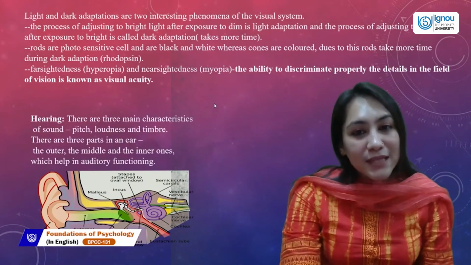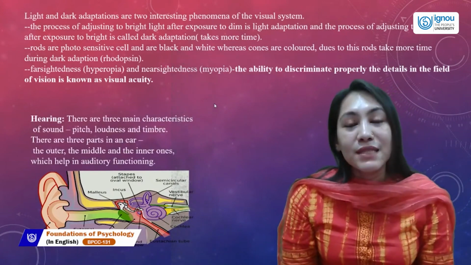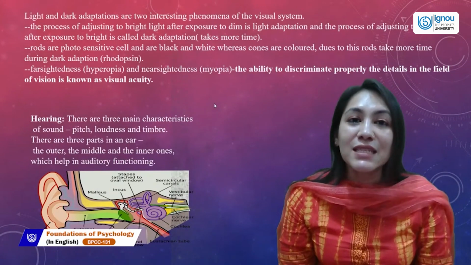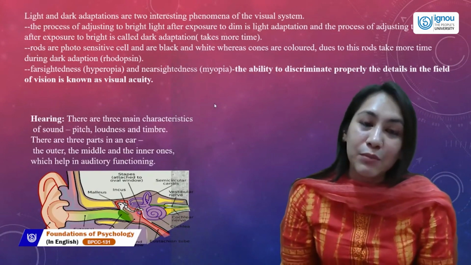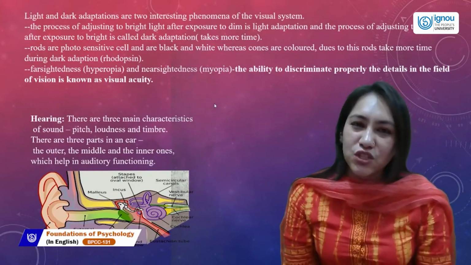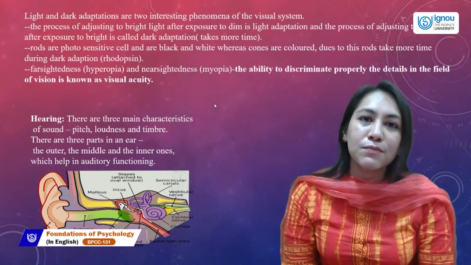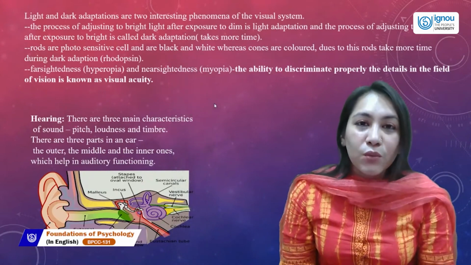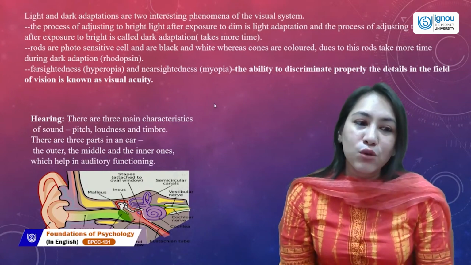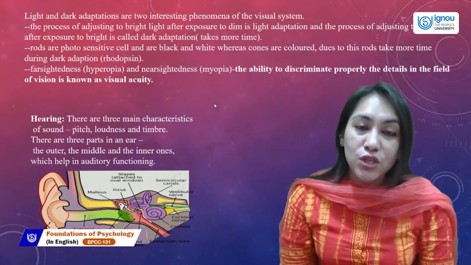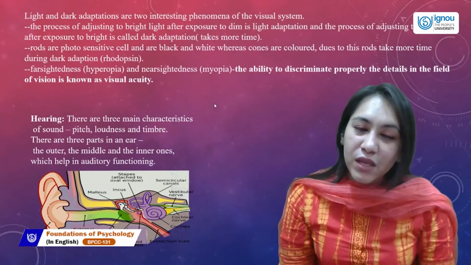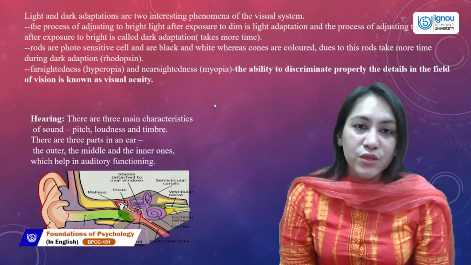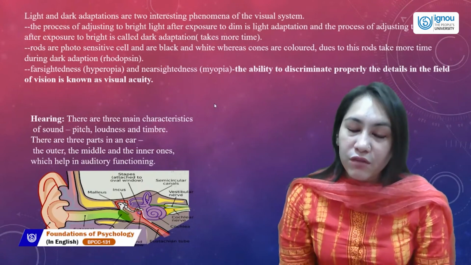Let's move to the second most used sense that we have around us, which is hearing. Your ear is enabling you to hear. A few of the major characteristics: the ear is a very simple structure to even understand and see. We need to know three proper characteristics of sound: pitch, loudness, and timbre. These three are the most commonly used in your environment.